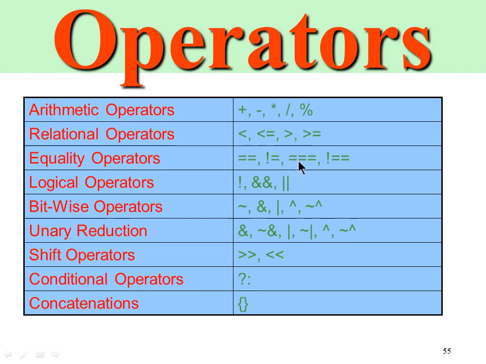Apart from the triple equal to and this one, everything else is synthesizable. So we can generate hardware out of the rest of the operators. Okay, this is just another slide with the same thing: arithmetic, shifting, concatenation, unary reduction, logical. So this is the example we'll see, which will help you understand.